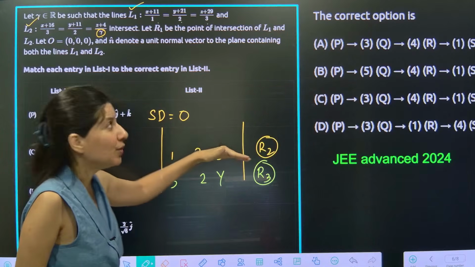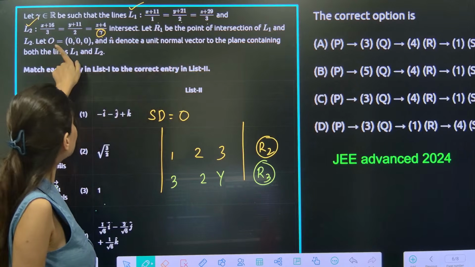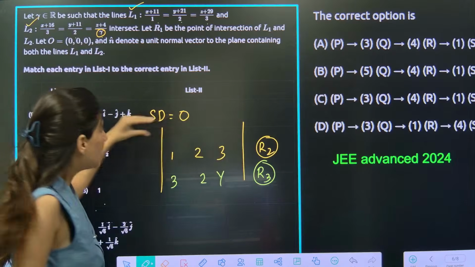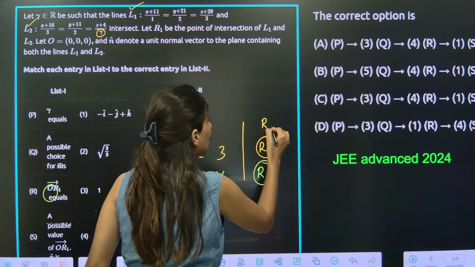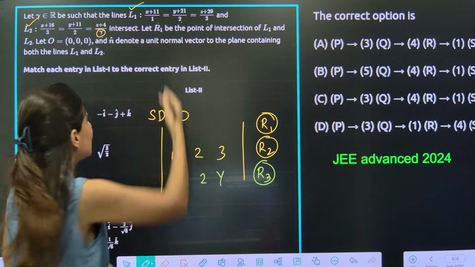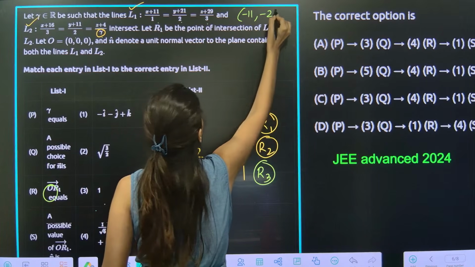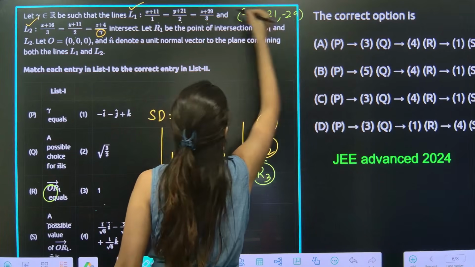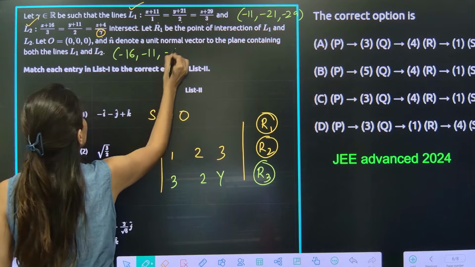Row number 2 will be the direction ratio of line 1. Row number 3 is the direction ratio of line 2. But ma'am, what will be in row number 1? Row number 1 will be x2 minus x1. So basically you need to calculate the point. Minus 11, minus 21, minus 29 is the point over here, and on line 2, this is the point.